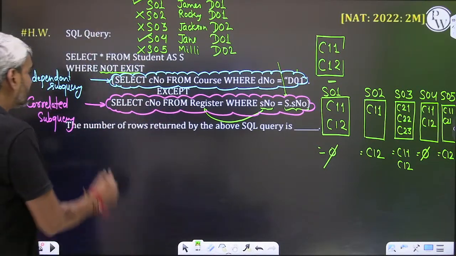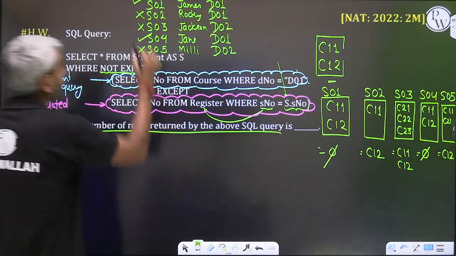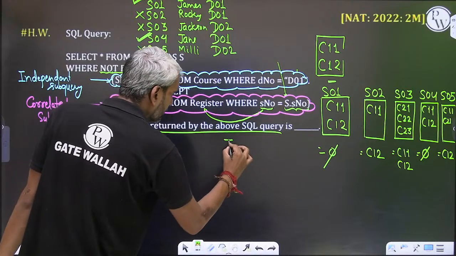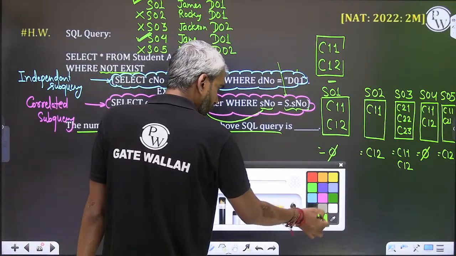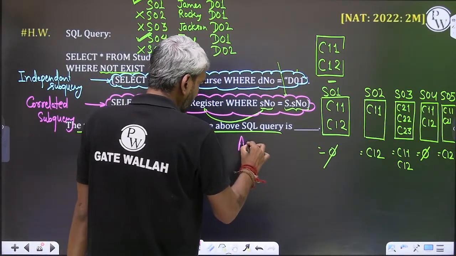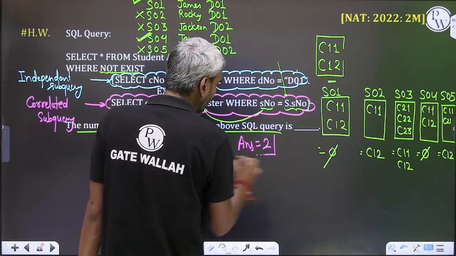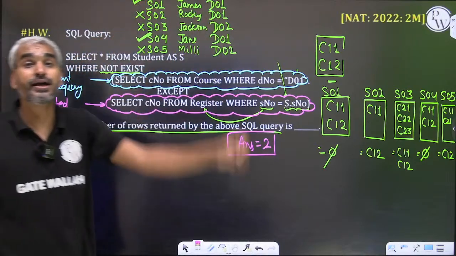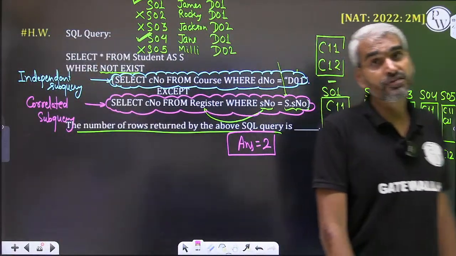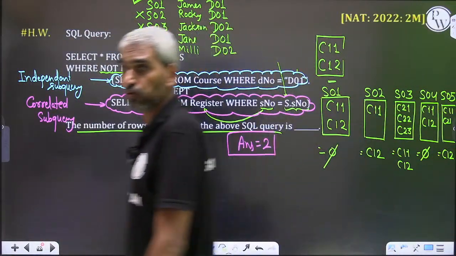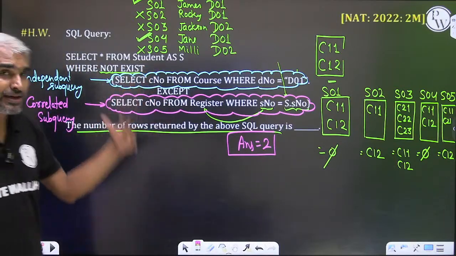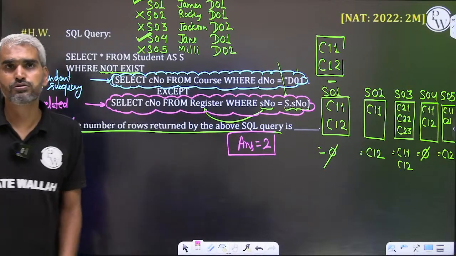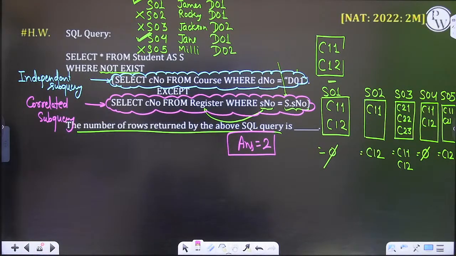So, the question is the number of rows returned by the above SQL query. Two rows are returned by the above SQL query. One will be with respect to student S01, another will be with respect to student S04. Clear? Except is nothing but minus. These are the questions that I gave you as homework in the last class.